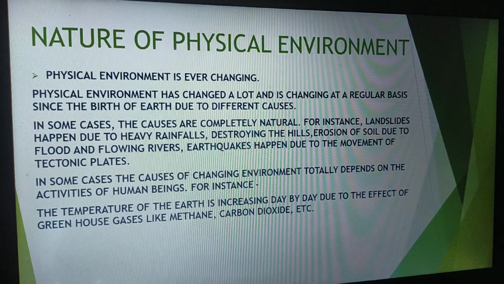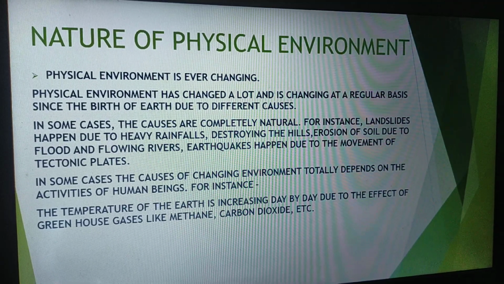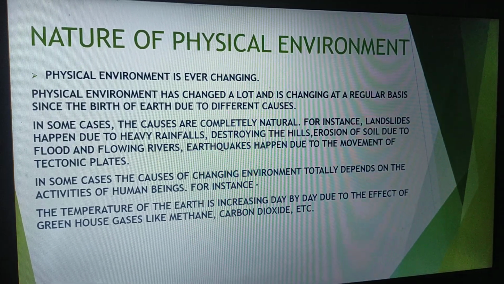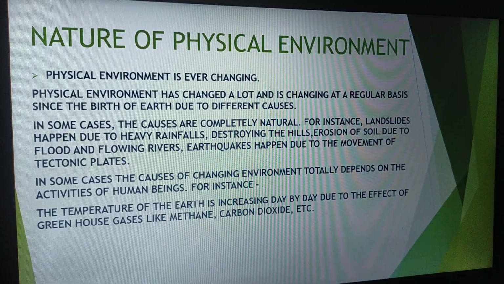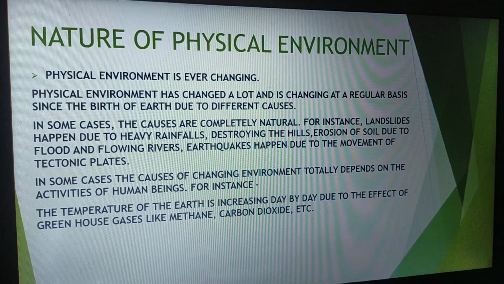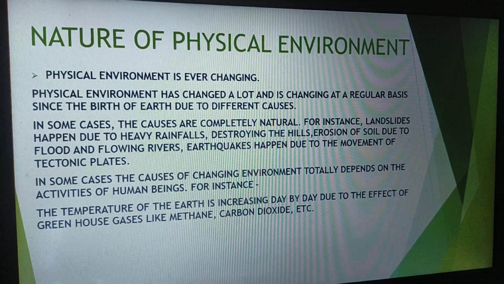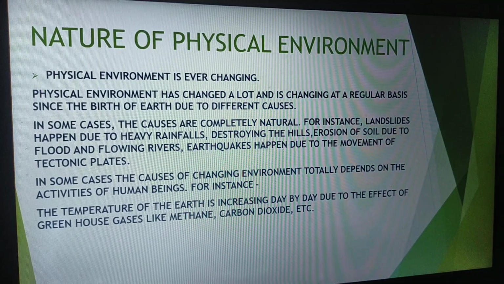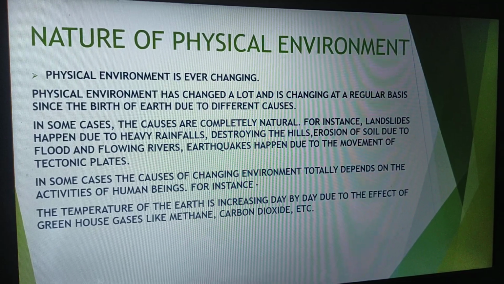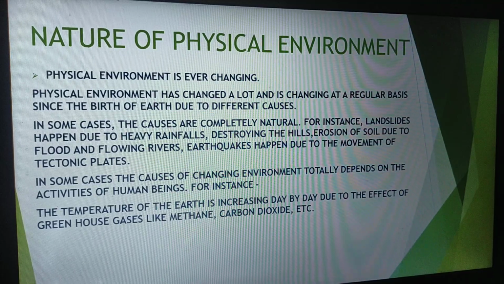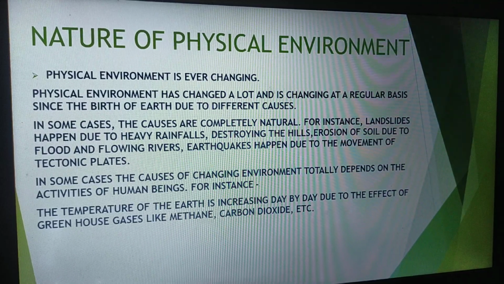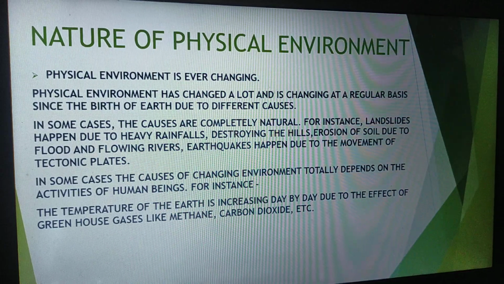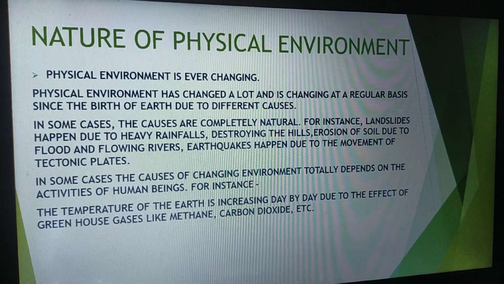The causes may be natural, like landslides are happening due to heavy rainfalls which are destroying the hills. Soil erosion is happening because of floods and the flowing water of rivers. Earthquakes are happening due to the movement of tectonic plates, etc. Then there are some volcanic activities happening. All these are natural causes which we cannot control.